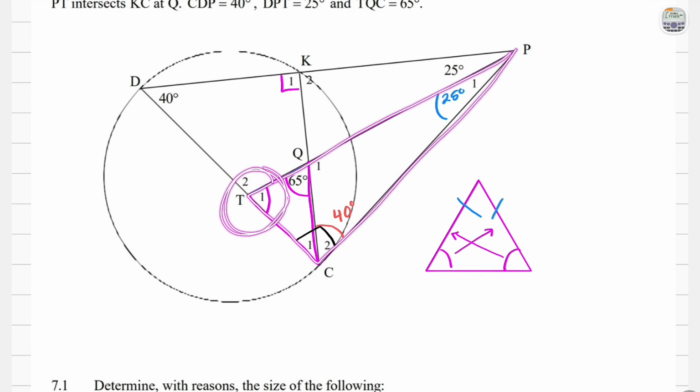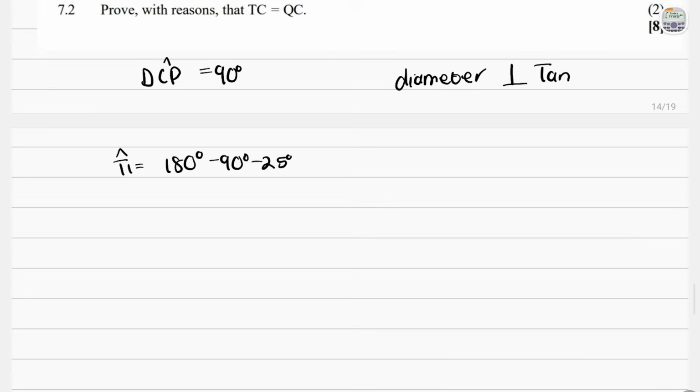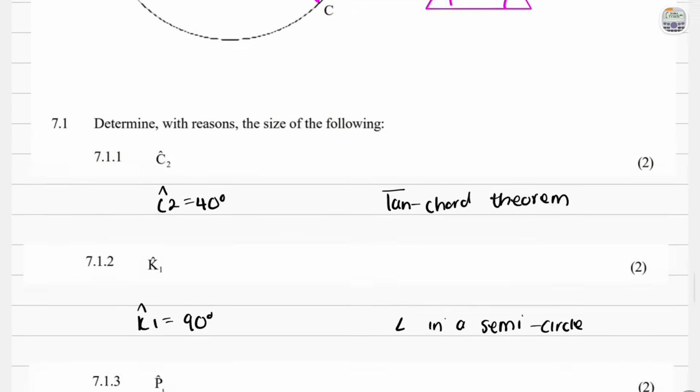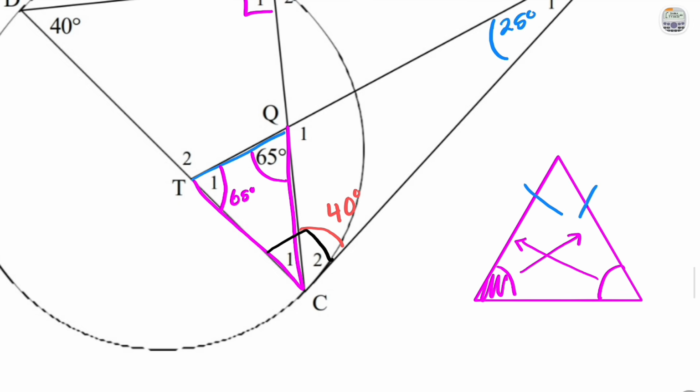So angle T1 would be found by saying 180 degrees minus 25 degrees minus 90 degrees. So finally, angle T1 is equal to 180 degrees minus 90 degrees minus 25 degrees. And our reason is the sum of angles in a triangle. Then 180 minus 90 is 90, and we know that 90 minus 25 degrees is indeed 65 degrees. And there we go.